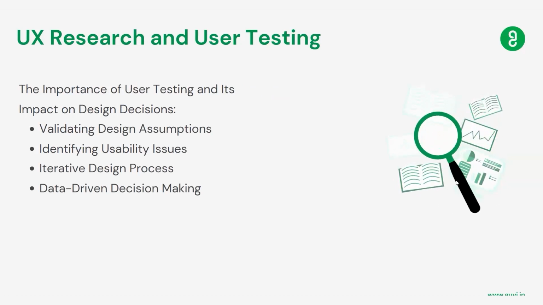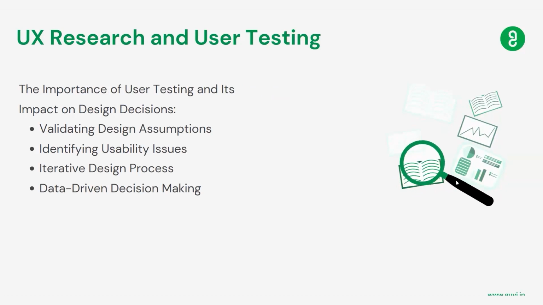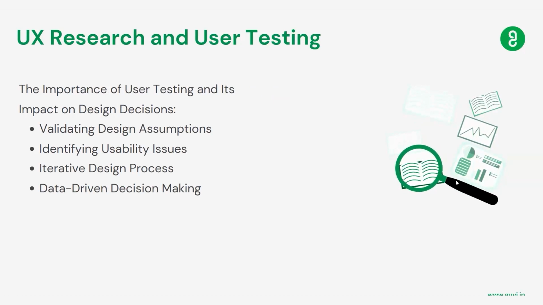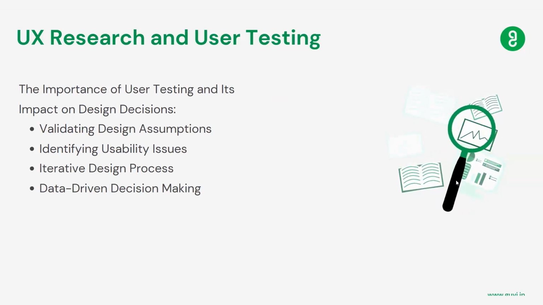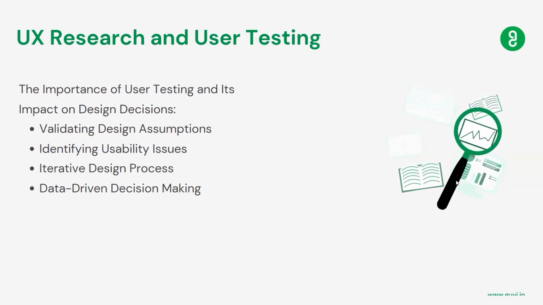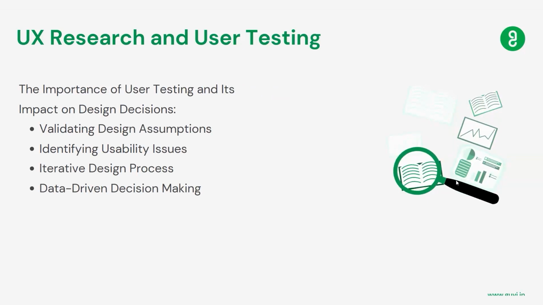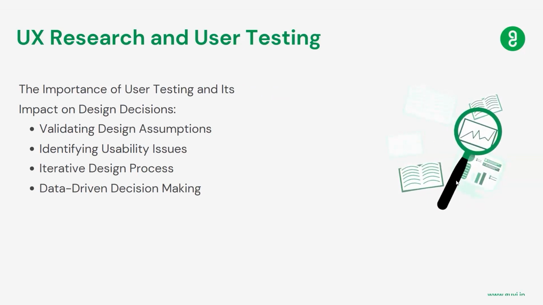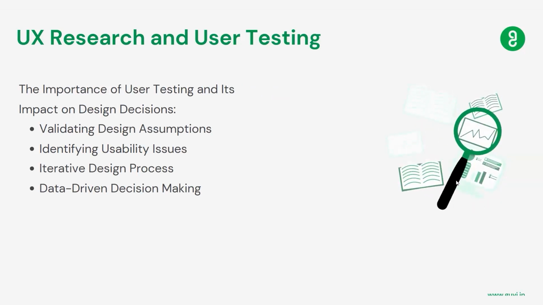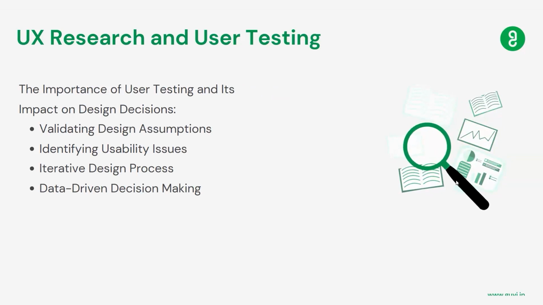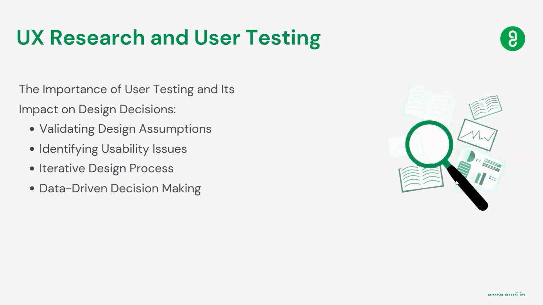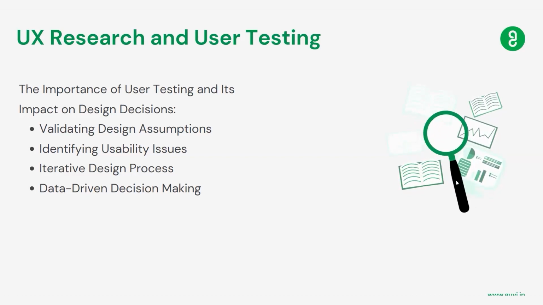Okay, the importance of user testing and its impact on design decisions. So testing, or UT, or user testing, is a critical phase in the UI UX design process. It allows designers to validate their assumptions, identify usability issues, and gather feedback directly from the end users. The importance of UT, or user testing, can be like validating design assumptions, identifying usability issues, iterative design process. So I will talk about all of these points one by one.